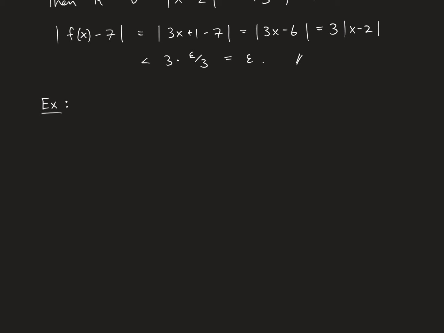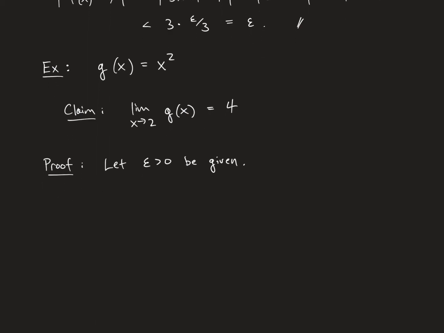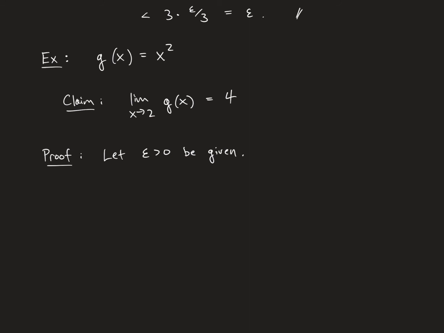So here, we're going to take g of x to be x squared, and we claim that the limit as x approaches 2 of g of x, of course, should be 4. Okay, so here's the proof. First of all, at the beginning of every proof like this, we let epsilon greater than 0 be given. So your skeptical opponent gives you an epsilon that you have to beat, and you want to produce the appropriate delta.